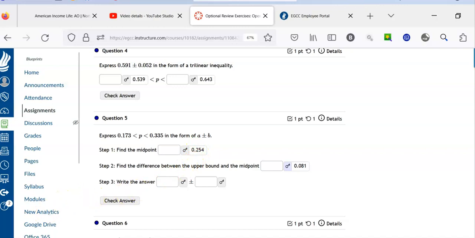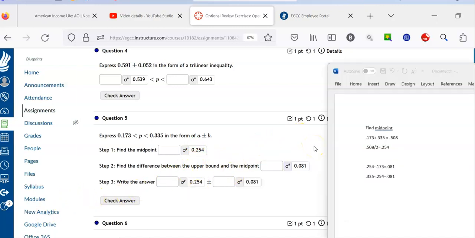Okay, I decided to do a little legwork on this for you. To find the midpoint, you would take the addition of these two numbers, add them up, hit equals, make sure you hit equals first, it is 0.508. Then you take that 0.508 and you divide that by 2 to get 0.254. So the midpoint between this number and this point is right in the middle, 0.254.